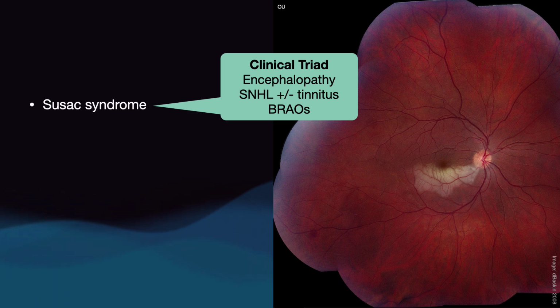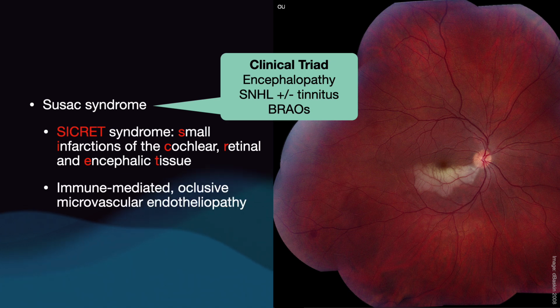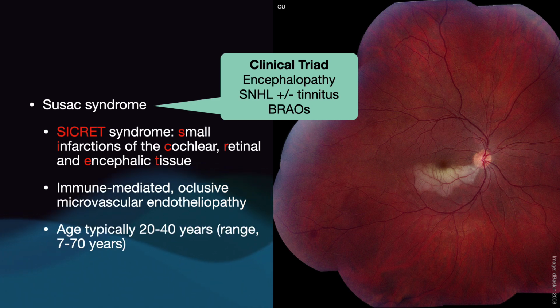So, oh man, I was supposed to say what causes a clinical triad of encephalopathy, sensorineural hearing loss with tinnitus, and BRAOs. It's Susac syndrome, also known as SICRET syndrome. Susac was the person who first described it. SICRET captures the mnemonic, well, whatever you want to call it, the findings: small infarcts of the cochlear, retinal, and encephalic tissue. Can't just say brain because you've got to have a good mnemonic. Otherwise, it's an immune-mediated occlusive microvascular endotheliopathy.